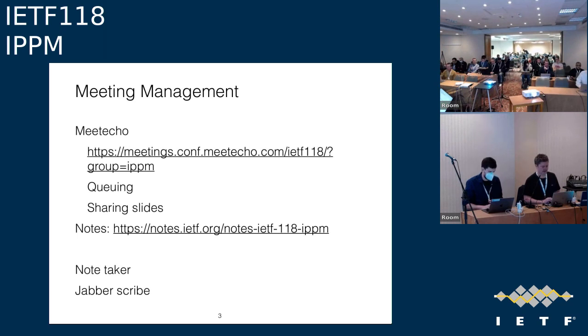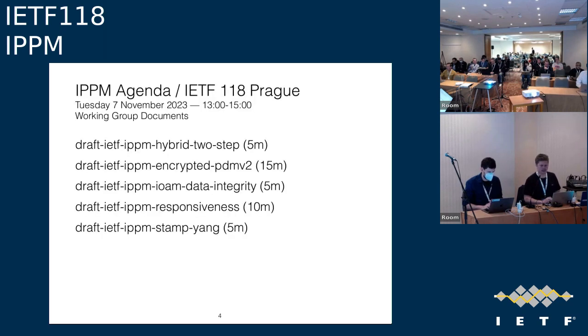I'm not sure if we need a specific Jabber scribe or if we can just follow along there. Okay, so we have an agenda for today. As usual, we will be starting with adopted working group documents. We have a set of documents here. We have the newly adopted hybrid two-step. We have some updates on encrypted PDM, data integrity, responsiveness, and STAMP YANG.